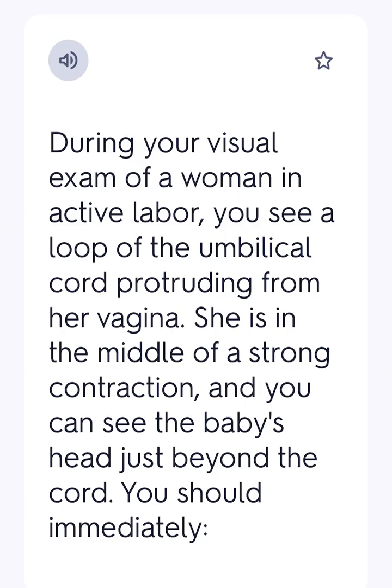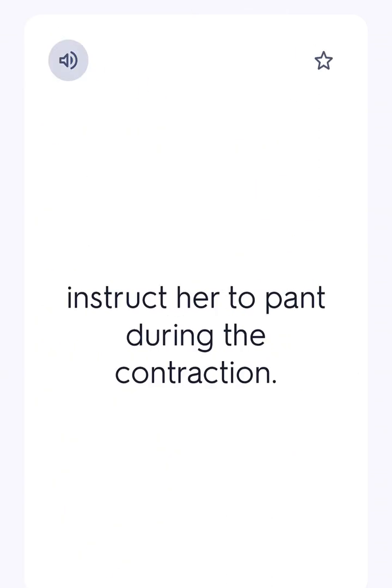During your visual exam of a woman in active labor, you see a loop of the umbilical cord protruding from her vagina. She's in the middle of a strong contraction, and you can see the baby's head just beyond the cord. You should immediately instruct her to pant during the contraction.